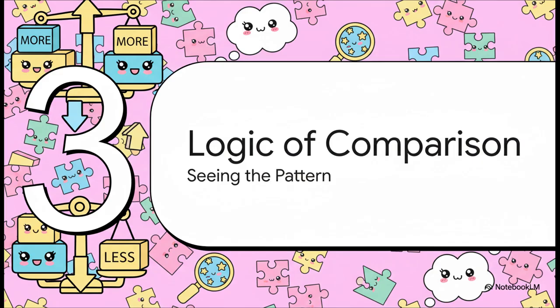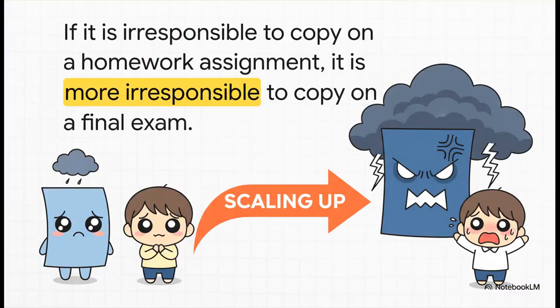The enthymeme of more and less works by creating a super simple but really powerful comparison. And honestly, once you see this pattern, you're going to start noticing it everywhere. All right, here's our first example. We start with a premise that pretty much everyone would agree with, right? Copying on a homework assignment is irresponsible. Okay, the argument then just scales that idea up. If the first part is true, well then the second part has to be even more true. The logic is just, bam, instantly clear.